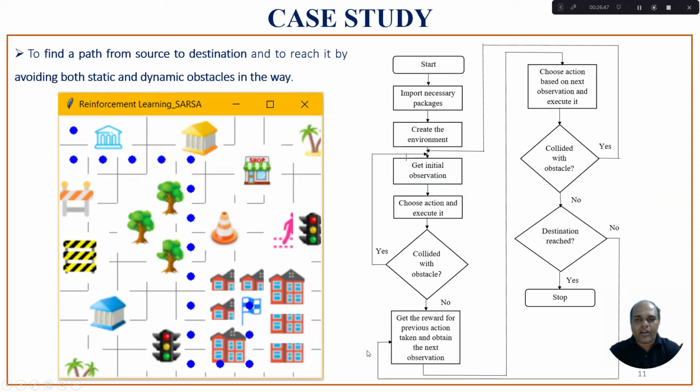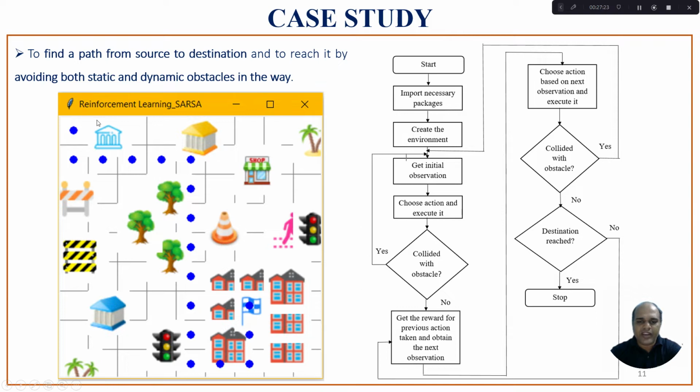Now let us talk about the case study, the programming part, which we are going to discuss in this tutorial. Here I am going to first create an environment, where I have 9 columns and 9 rows. Each cell is going to have 40 pixels, so the total dimension of the environment is 360 pixels by 360 pixels.